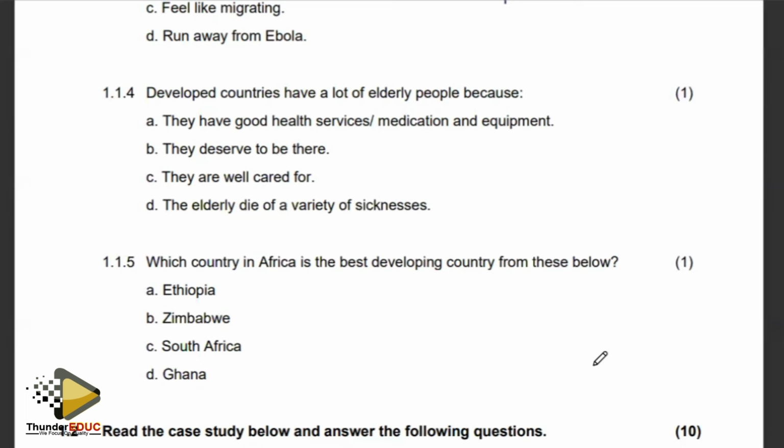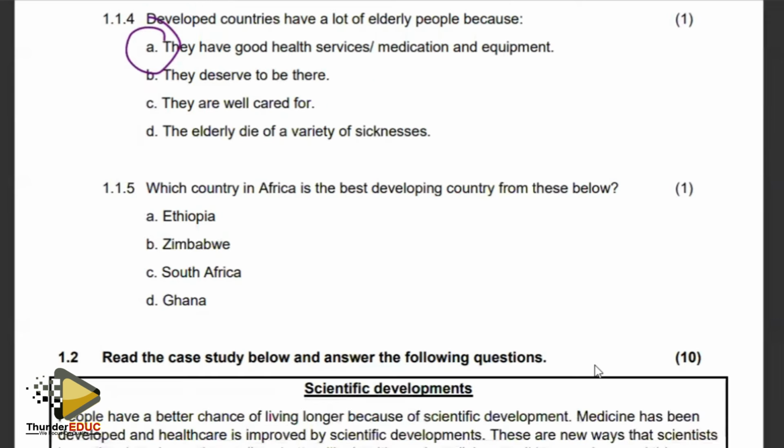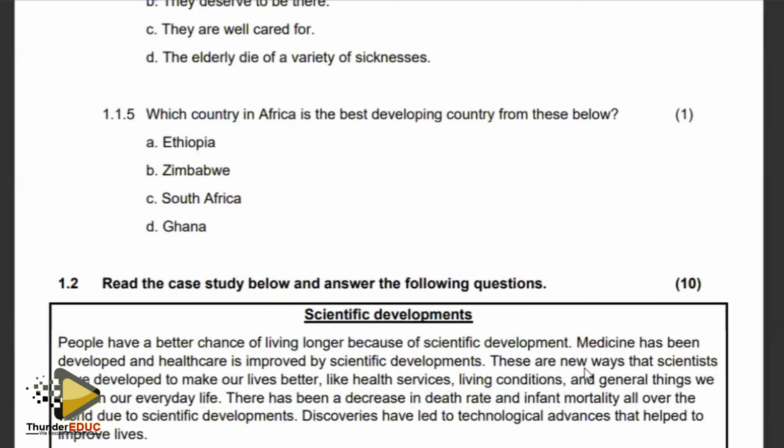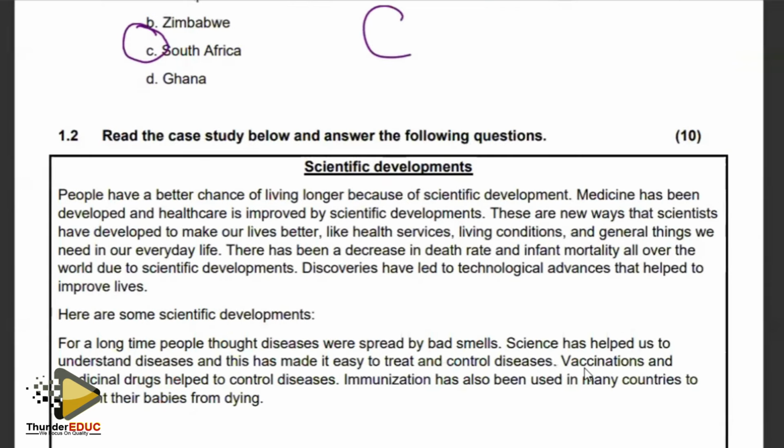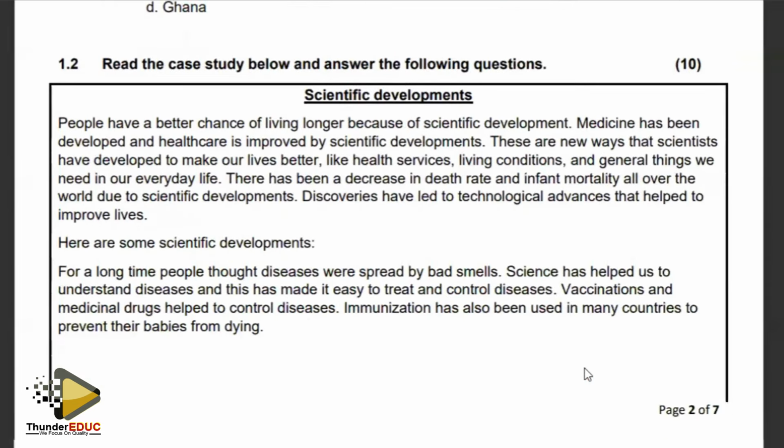And then 1.4, developed countries have a lot of elderly people because A, they have good health services, medication and equipment, B, they deserve to be there, C, they are well cared for, D, the elderly die of hereditary sicknesses. So the proper answer here is A, they have good health services, medication and equipment. Right, 1.5, which country in Africa is the best developing country from these? We have Ethiopia, Zimbabwe, South Africa, and Ghana. The answer is C, South Africa.